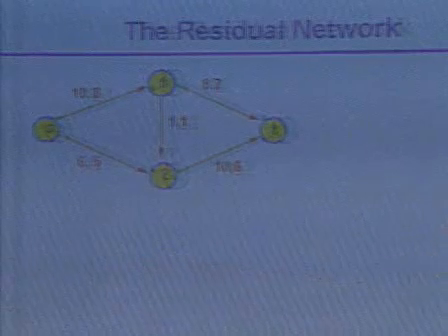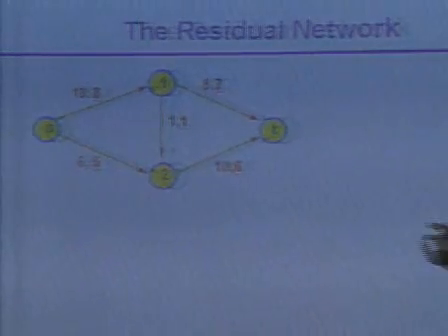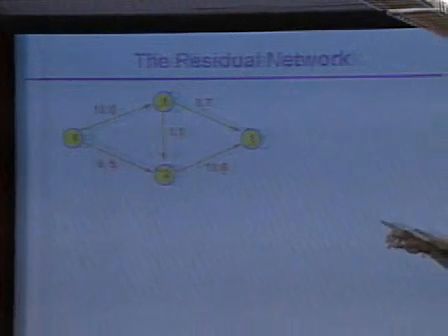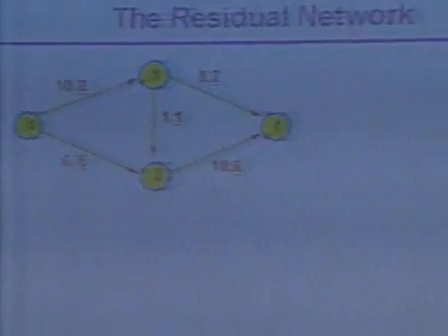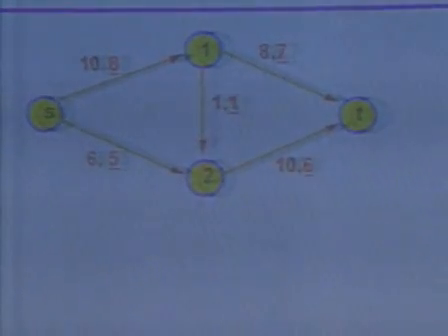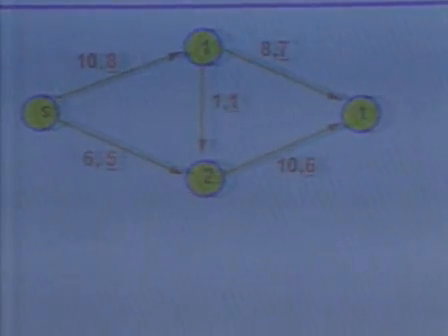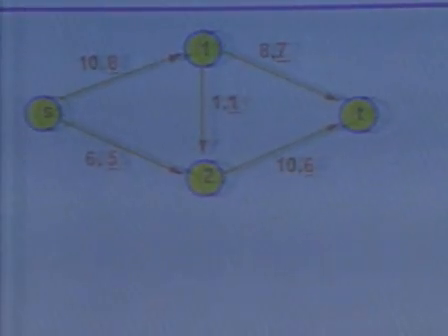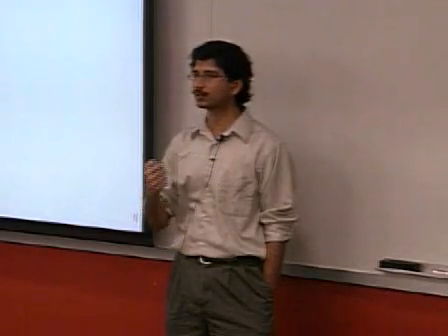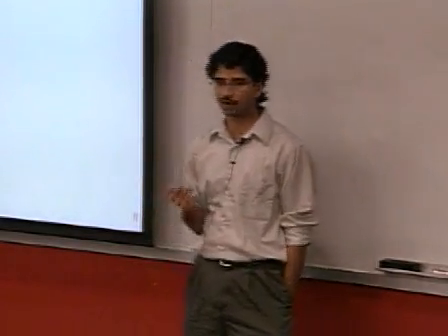So we already saw that in this particular network, the way to improve the flow would be to send one extra unit along the path S to 2 to T. You could also send one extra unit along the path S1T. That's another augmenting path. And the question is, can you figure out a way to detect augmenting paths? Can you figure out ways to improve the existing flow?